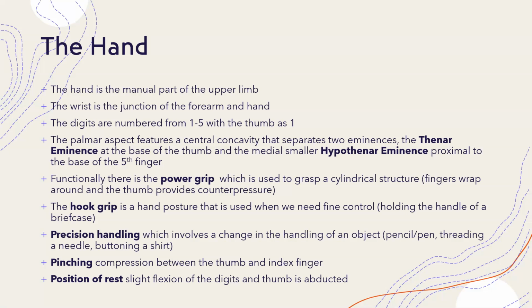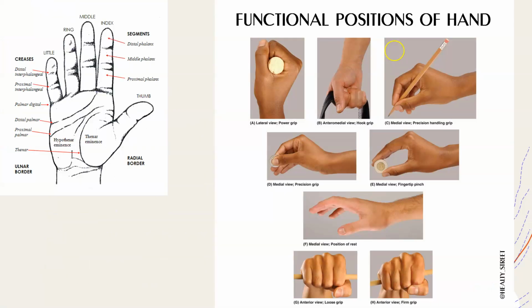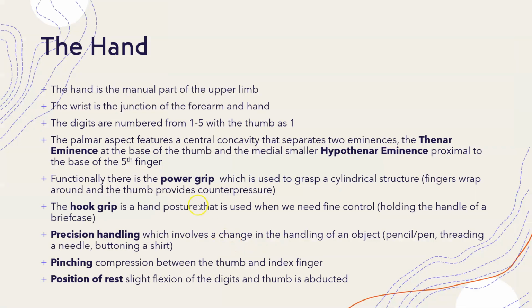When we look at the grips the hand can do, we have a number of them, and we can see them here in action. And we've given them all particular names because it represents all the various things that need to come together for these grips. So first we have the power grip, which is used to grasp a cylindrical object, such as around a pipe or the handle of a broom or something like that. So ultimately what happens, the fingers wrap around and the thumb provides counter pressure in the opposite direction. You then have the hook grip, which is a hand posture that's used when we need fine control, such as holding the handle of a briefcase, for example, or a suitcase.